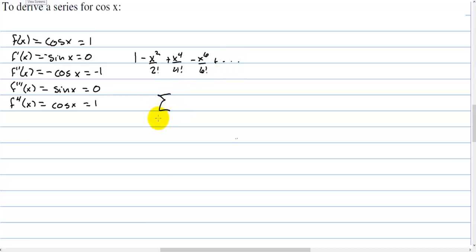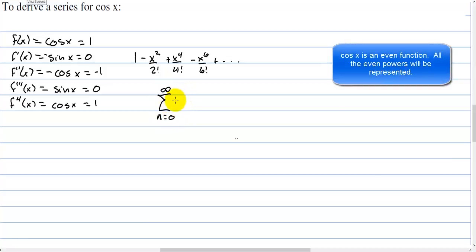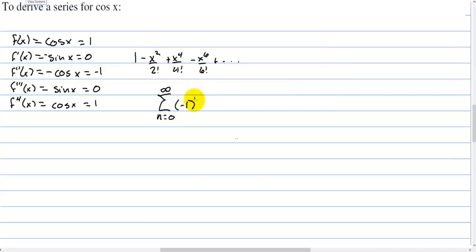So let's get the summation for this. We have n equals 0 to infinity. And we actually want x to the 0, x to the 2, x to the 4. But first of all, it alternates. So we have negative 1 to the n. And then we have x to the 2n over 2n factorial. Cosine converges for all reals.